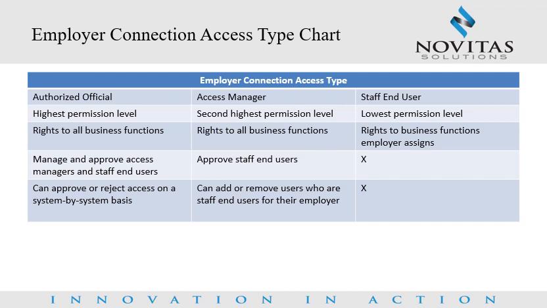Employer connection access type chart. An authorized official has the highest permission level, rights to all business functions, manage and approve access managers and staff and users, and can approve or reject access on a system-by-system basis. An access manager has the second highest permission level, rights to all business functions, approve staff and users, and can add or remove users who are staff and users for their employer. A staff end user has the lowest permission level and rights to business functions employer assigns.